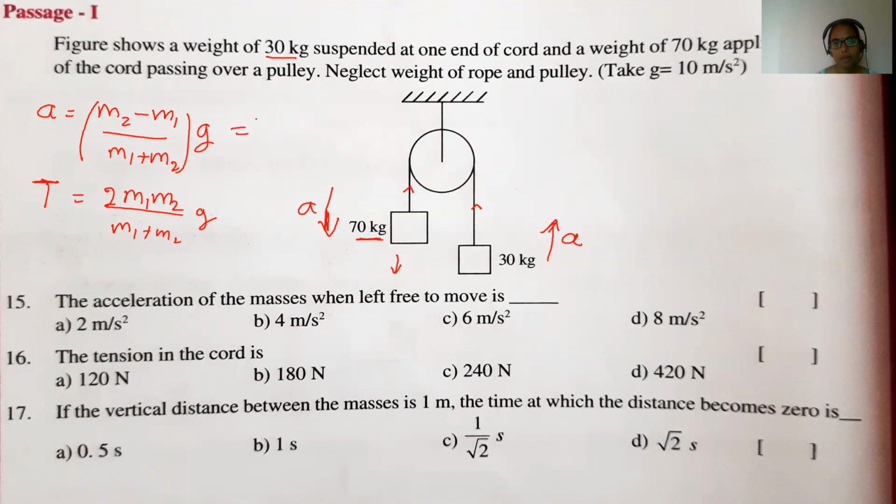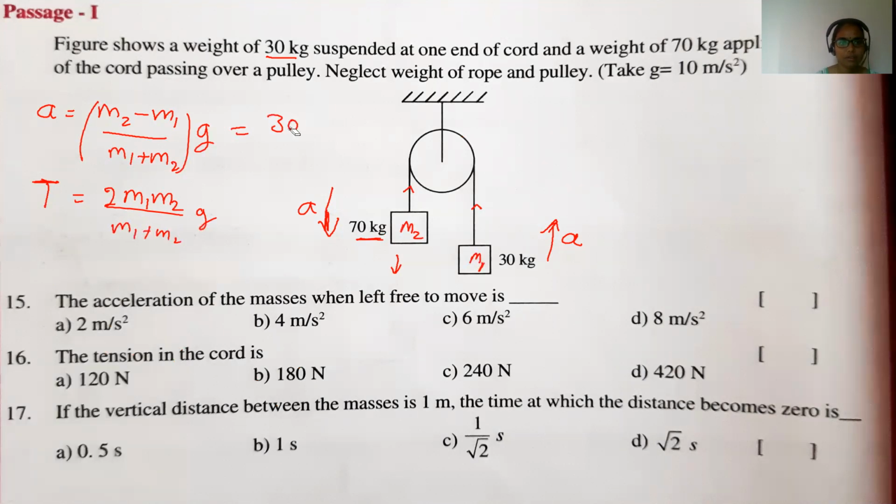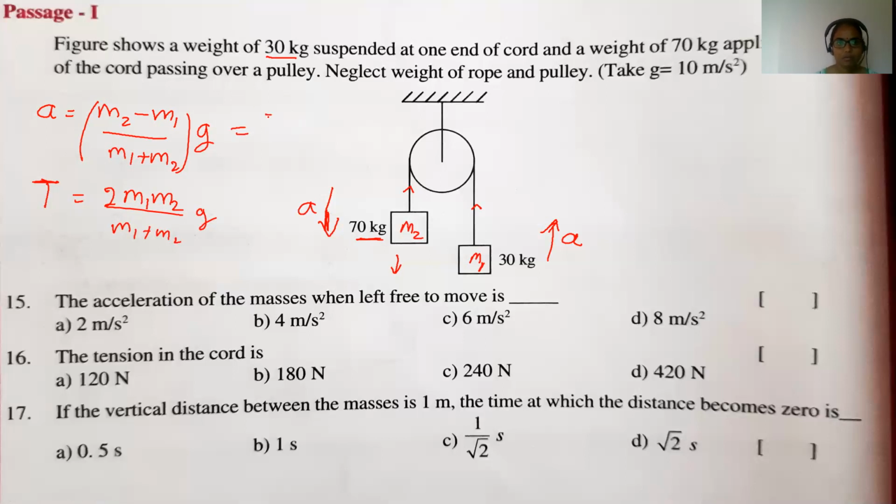So what is m1, children? Let us say this is m2 and this is m1. M1 is 30 kg. M2 we have to take first, right? 70 minus 30 we are going to take. M2 is 70 kg minus 30 kg, divided by 70 plus 30, into g which is 10.